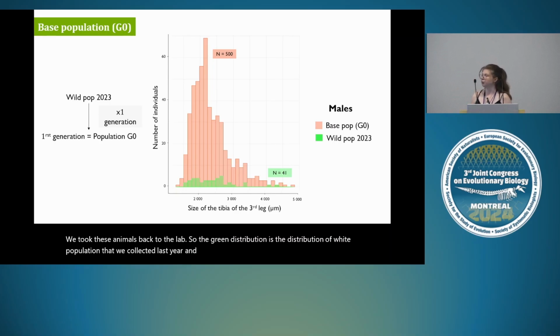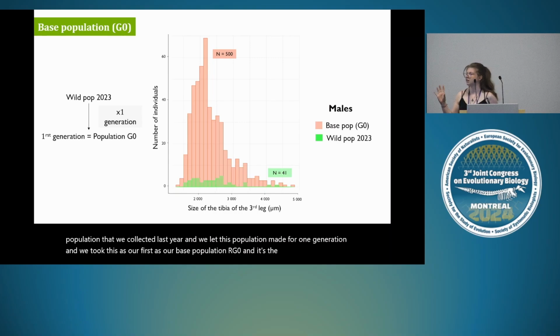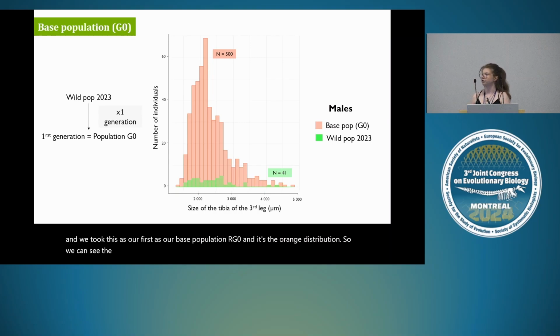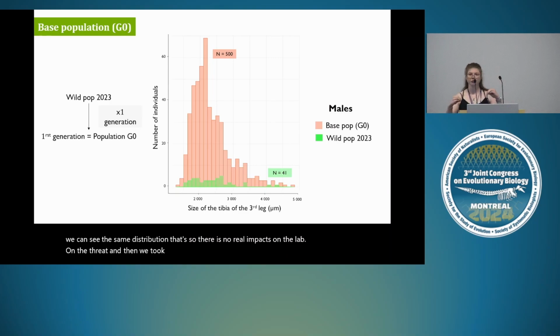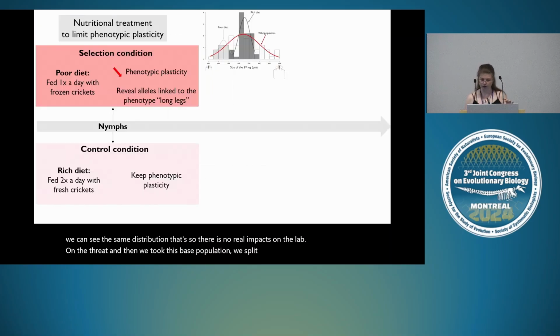And we let this population mate for one generation. And we took this as our base population, or G0. It's the orange distribution, so you can see the same distribution, so there is no real impact of the lab on the trait. Then we took this base population and split it in two conditions: the selection condition, where we want to select for males with long legs, and the control condition.